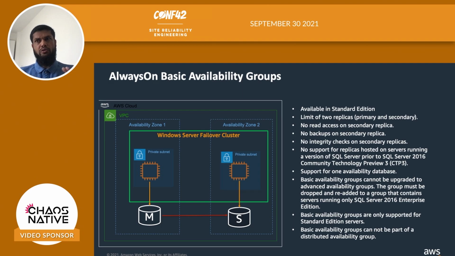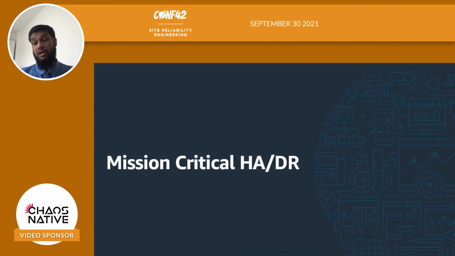And with the basic availability groups, you can only have one database in that availability group, whereas compared to the advanced availability groups, you have multiple databases that can be added in a single availability group. That's the key difference here, folks. So with that, we'll dive into the mission critical HADR options.